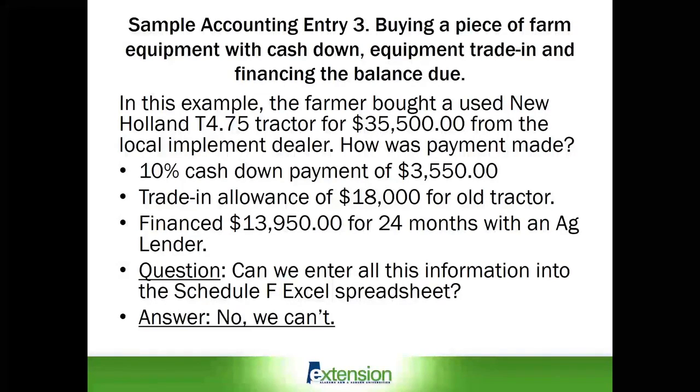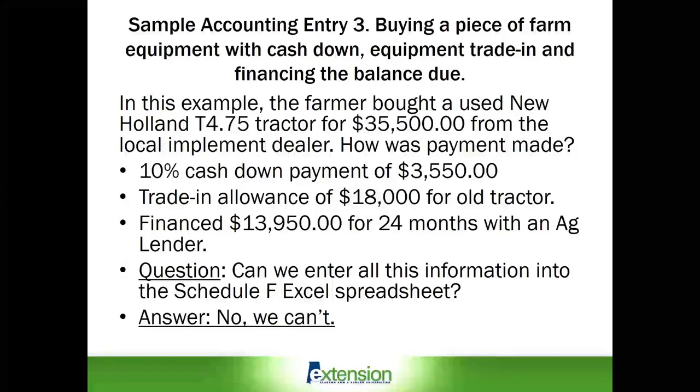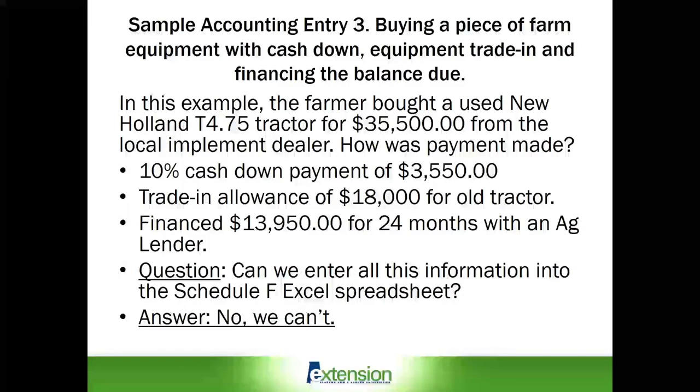In this example, the farmer bought a used New Holland T4.75 tractor for $35,500 from the local implement dealer. How was payment made? The farmer wrote a check for $3,550, which was a 10% down payment on the tractor purchase. The local implement dealer offered a trade-in allowance of $18,000 on the farmer's current tractor. The balance due of $13,950 was financed for 24 months through the farmer's ag lender.